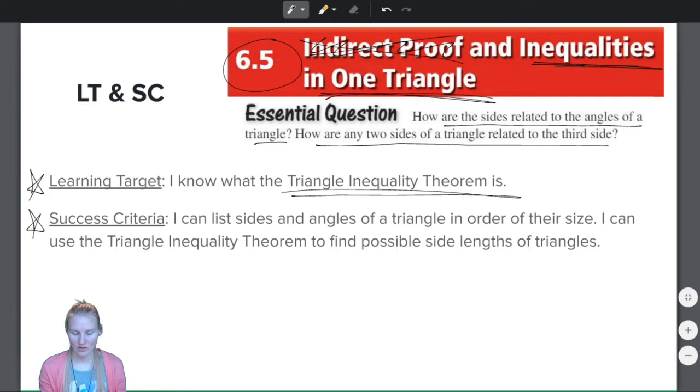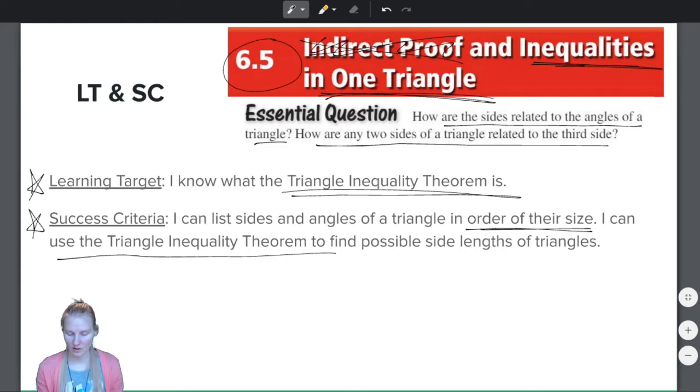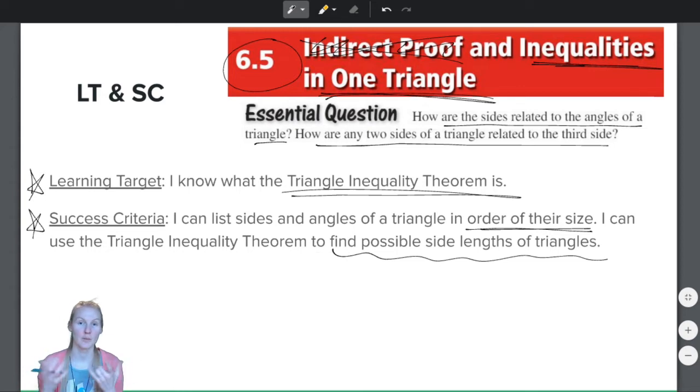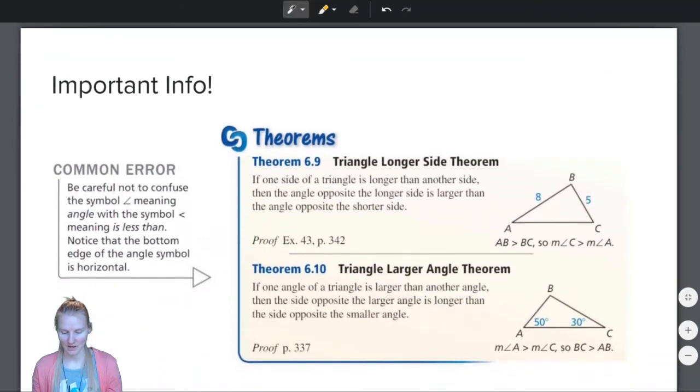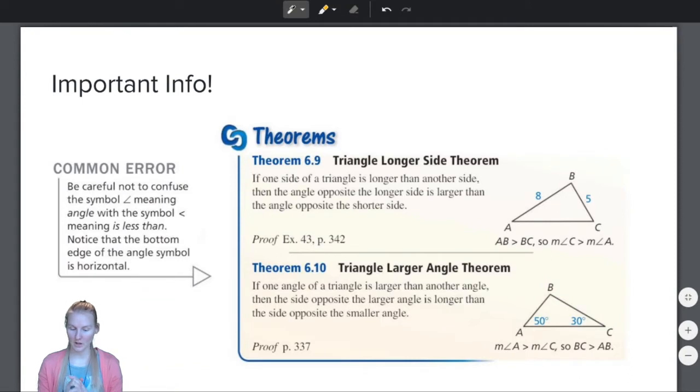Our success criteria is that you can list sides and angles of a triangle in order of their size, biggest to smallest, smallest to biggest. And you can use the Triangle Inequality Theorem to find possible side lengths of triangles. So, what are the possible lengths of a triangle given certain information? That's what we're going to be doing in this video. Let's go ahead and get started with two theorems that we're going to use in the next couple of examples.